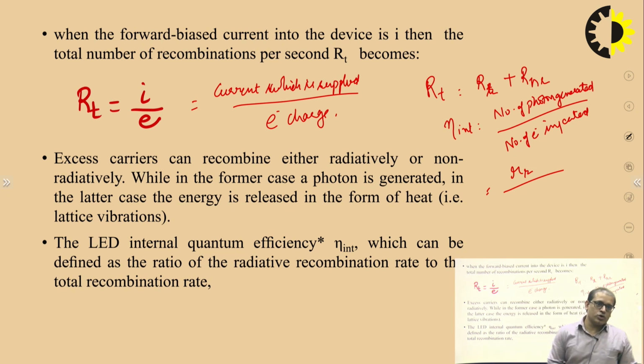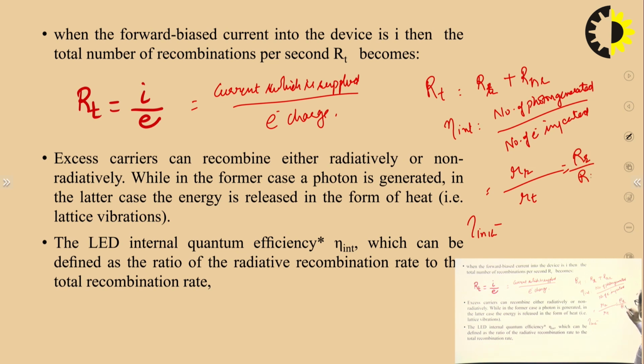recombination rate, because in the steady state condition, I have already told you, the number of electrons you are supplying is the number of electrons that recombine. That is equal to RT. So this is equal to the internal quantum efficiency, and it can also be written as RR by RT, clear. So this internal quantum efficiency can also be written as RR upon RR plus RNR.